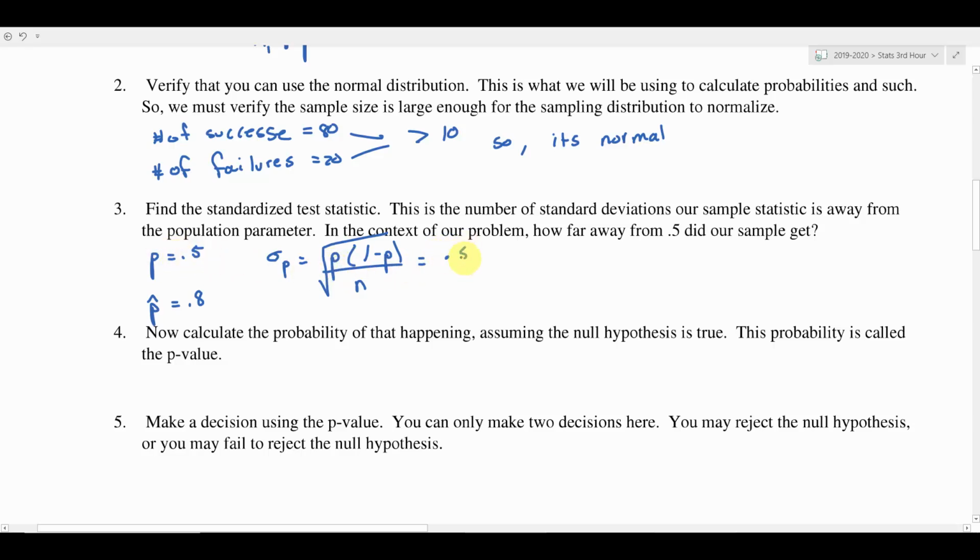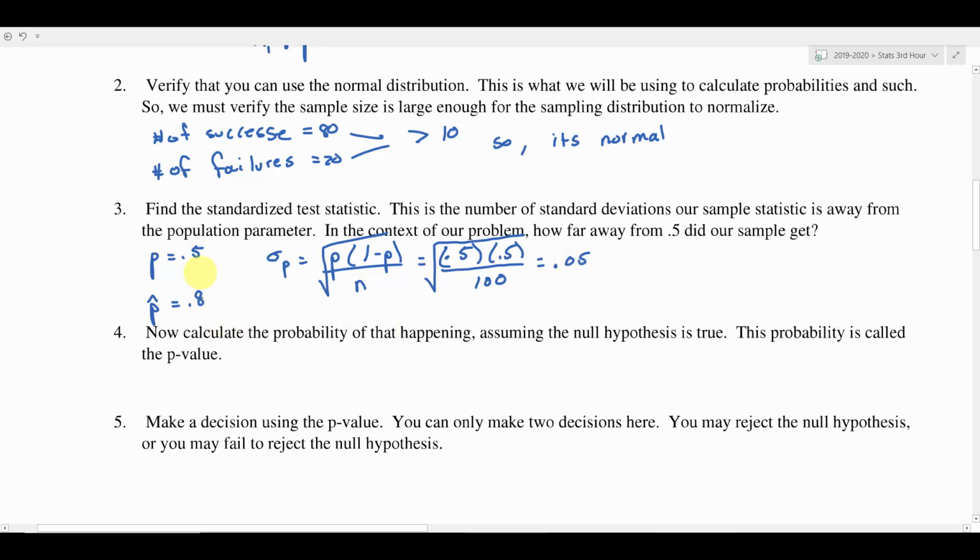So I'm going to say 0.5, and then 1 minus p would also be 0.5, and our sample size was 100, and then we square root. All right, so if you do this calculation correctly, you should get a standard deviation of 0.05. So that is one standard deviation.